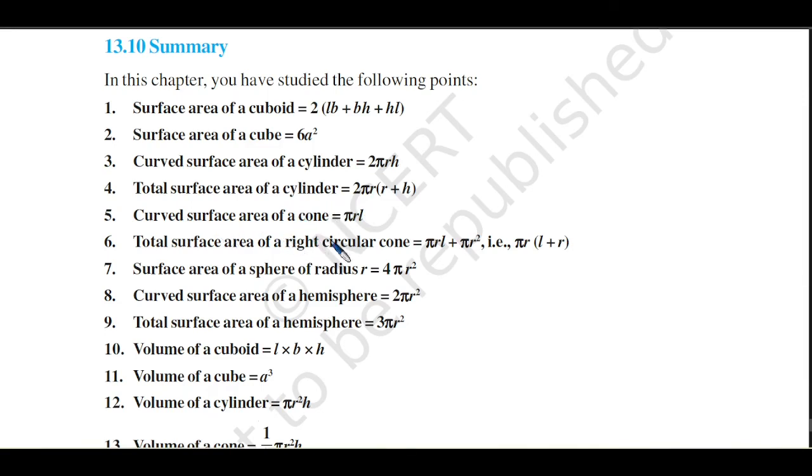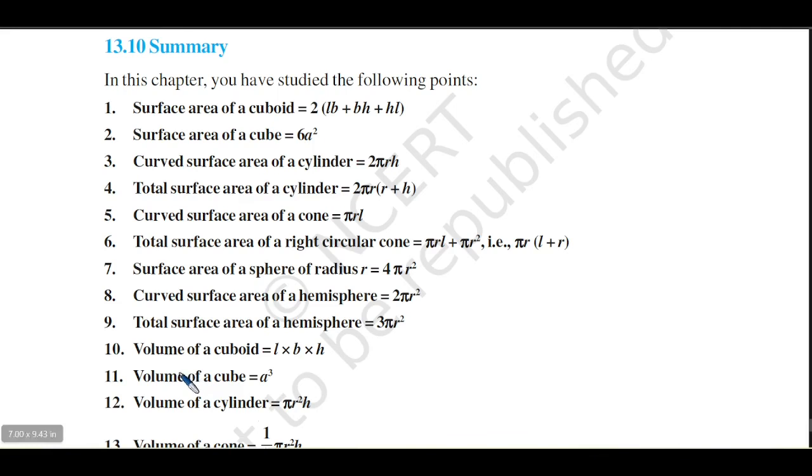The curved surface area of a cone, we have shown, is pi r l. The total surface area of a circular cone is the curved surface area of the cone plus the lid, pi r square. The surface area of a sphere is 4 pi r square, which we have derived. Curved surface area of a hemisphere: this is the surface area of a full sphere, so half of this is 2 pi r square. Hemi means half sphere. For the total surface area of a hemisphere, you have this for the curved surface, and then the lid. So 2 pi r square plus 1 more pi r square, so 3 pi r square.